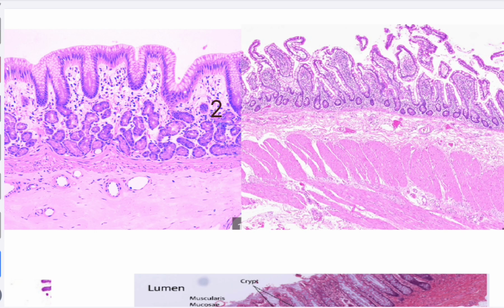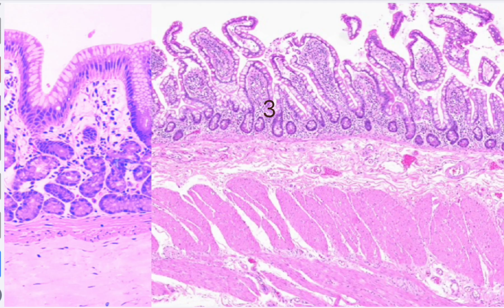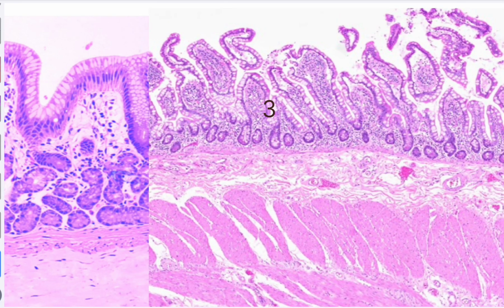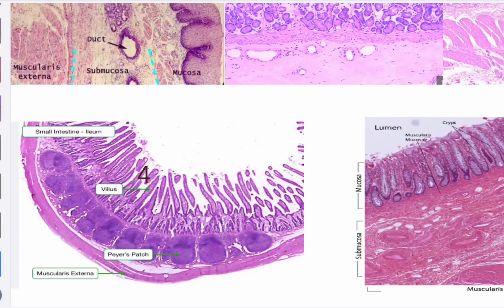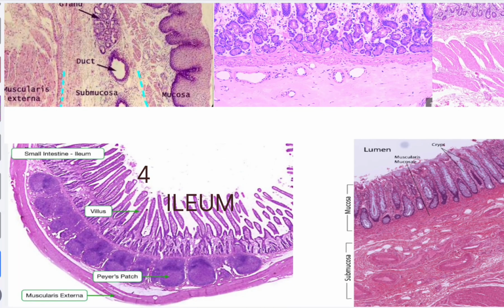In case of the small intestine, we can see the large sections of the villi along with the goblet cells. There is the thin muscularis mucosae with the submucosa, and this one is a small intestine which is ileum. Ileum because there are plenty of Peyer's patches here.